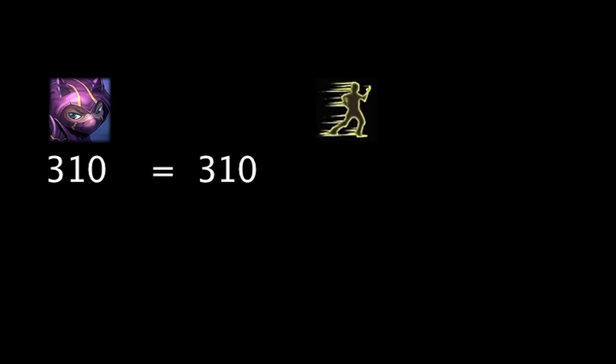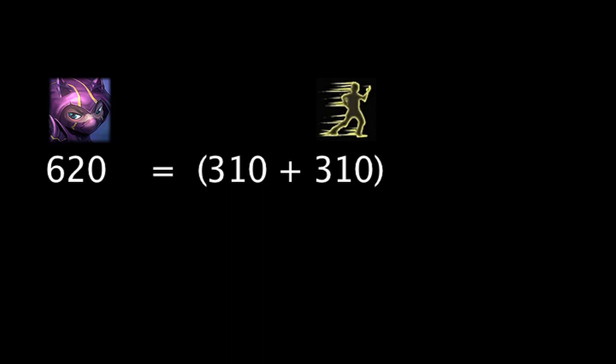Now that we've learned more about how the equations come into play, let's use an interesting example. Kennen has a base movement speed of 310 units per second. Just to keep things simple, let's assume he has no movement speed bonuses or slows applied to him at this point in time. His Lightning Rush ability grants a flat movement speed bonus of 310. Now, if Kennen uses this ability, one would assume that his movement speed would equal 620 units per second.